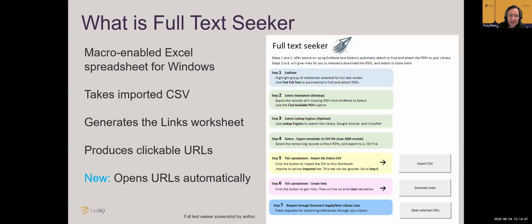So Full Text Seeker is a macro-enabled Excel spreadsheet for Windows. It's designed to help people when they're seeking the full text of articles, when they're at the full text screening stage. So it's when you need to find a large number of full text articles. It takes a CSV file that you export from Zotero. It generates the links from that CSV file and produces some clickable URLs. And a recent change is to make those URLs open automatically.